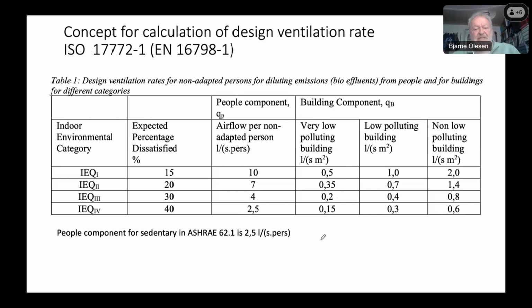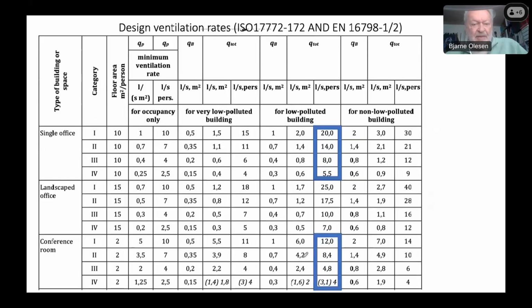In the ASHRAE standard, there are tables with different rooms where you have specified the people component, which for all sedentary work is 2.5. And then there is a value also for the building component. So that's how the standards are built up.